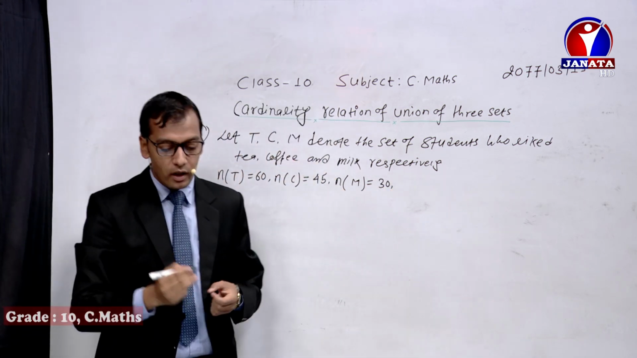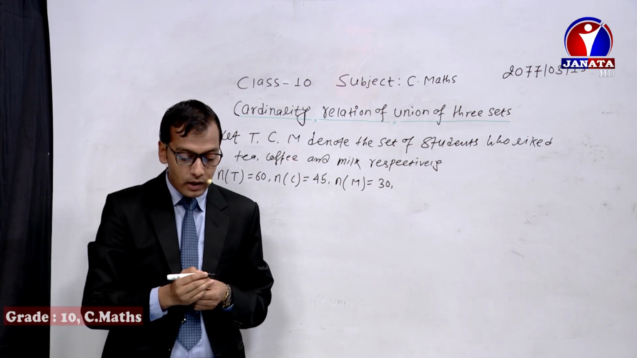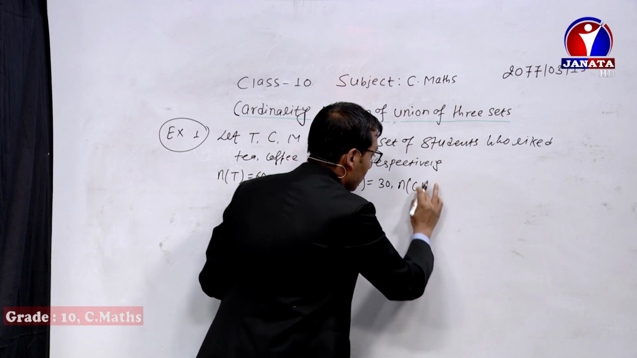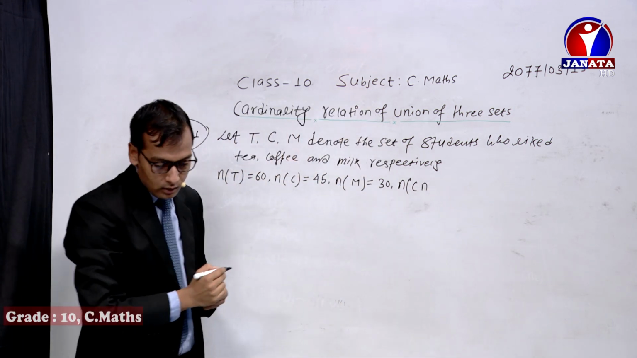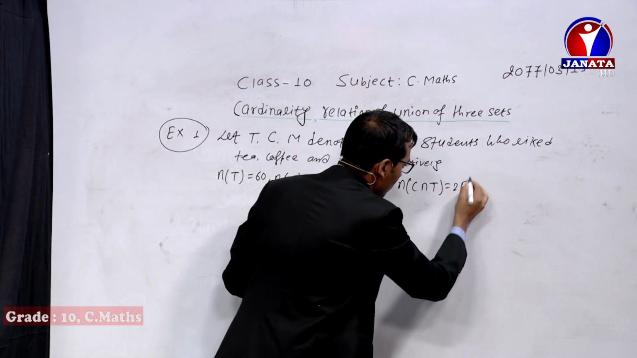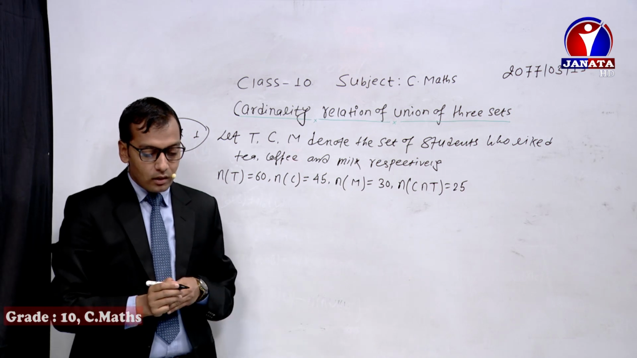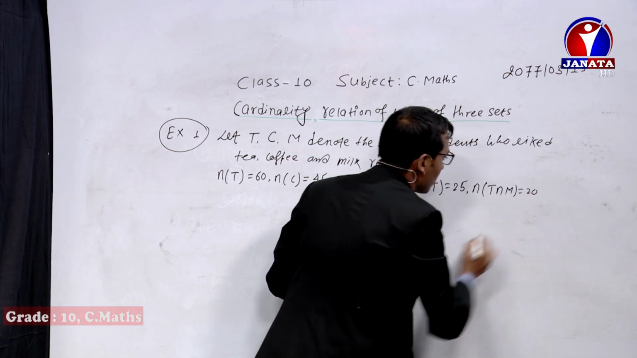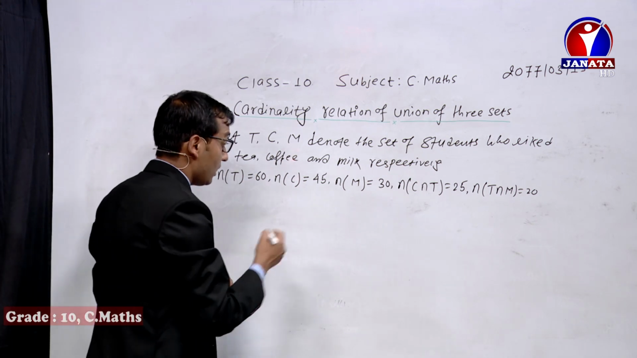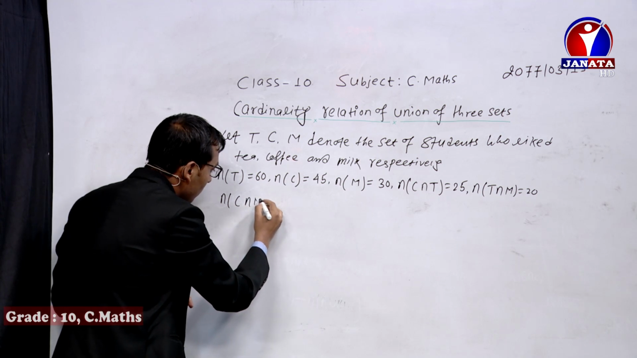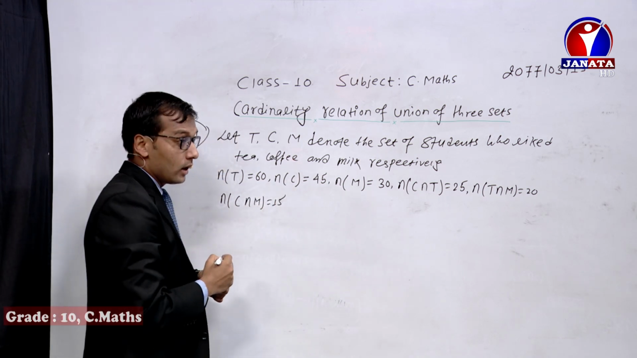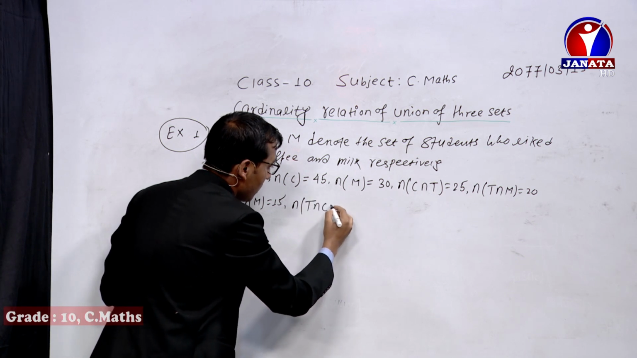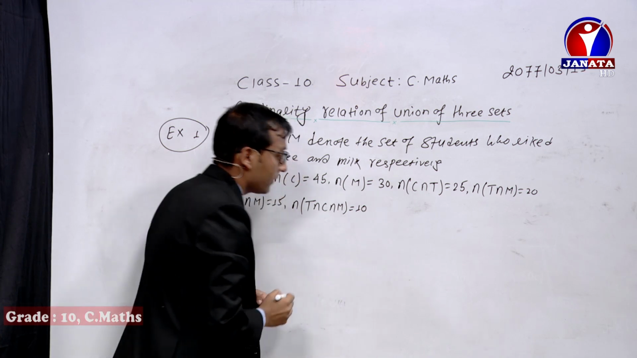n of M is 30. Now let's write the information that is common. 25 liked coffee as well as tea, so n of C intersection T is 25. 20 liked tea as well as milk, n of T intersection M is 20. 15 liked coffee and milk, n of C intersection M is 15, and 10 liked all three. n of T intersection C intersection M is 10.